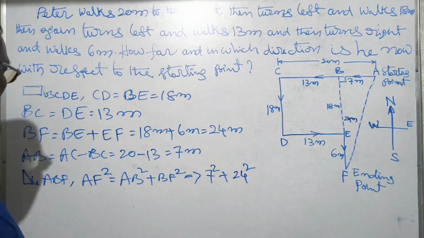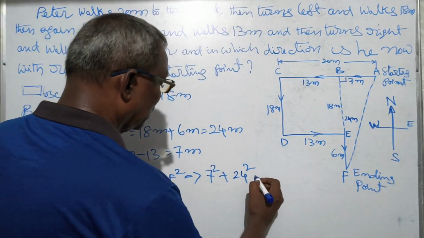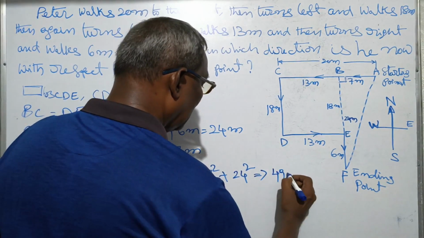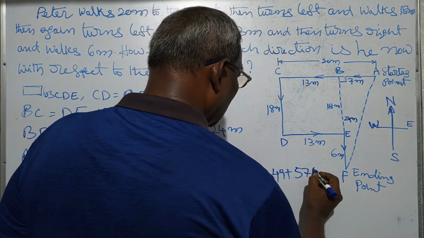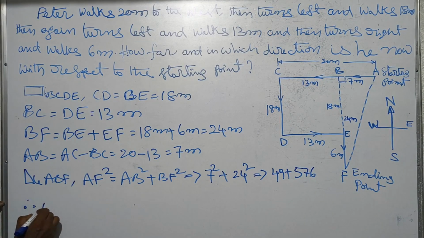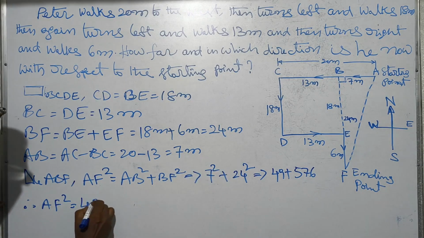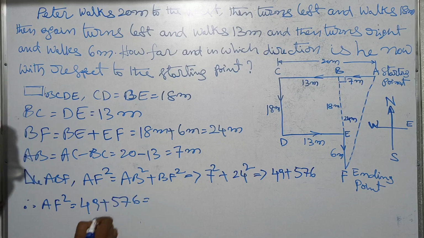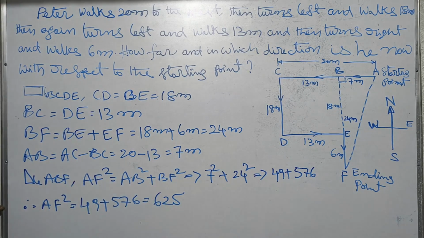24 whole square. What is this? AF square is equal to 7 square, 49, plus 24 square, 576. Therefore, AF square is equal to 49 plus 576, that is equal to 625.